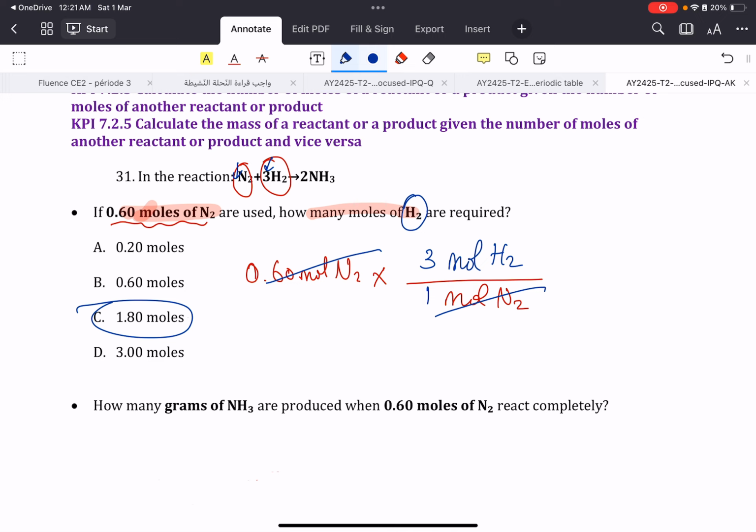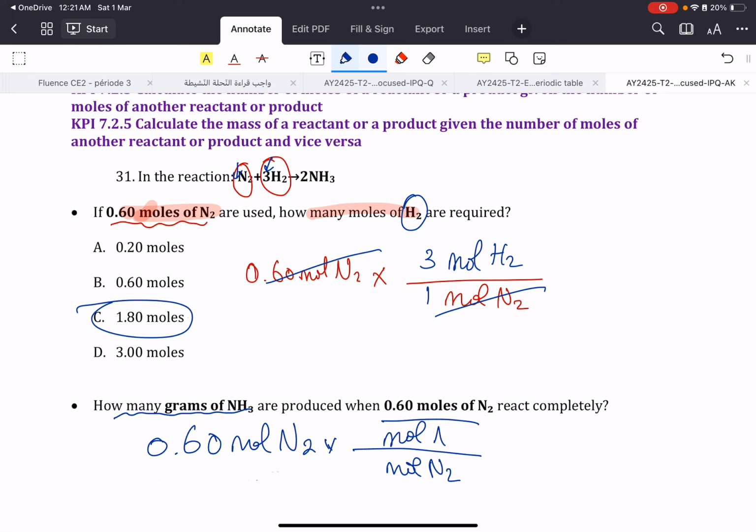Moving again, how many grams of NH3 are needed if I have 0.6 moles of N2? So I always start with the given 0.6 mole N2. Immediately down here, mole N2. And what do I want to find? I want to find the grams of NH3.